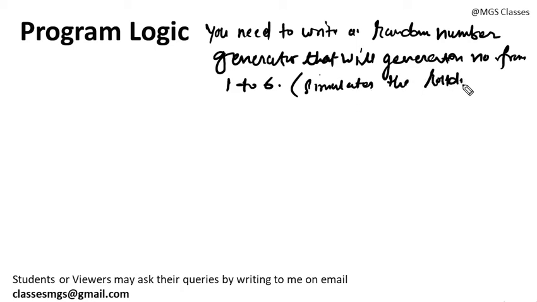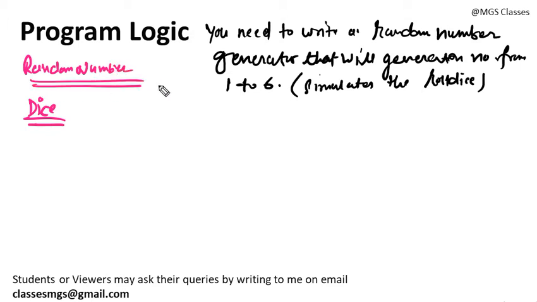What is the meaning of rolling a dice? I will tell you. Before starting that, you should know what a dice is and what a random number is. You should know these two terms before writing this program. So what is a random number? A random number is one with no specific order.